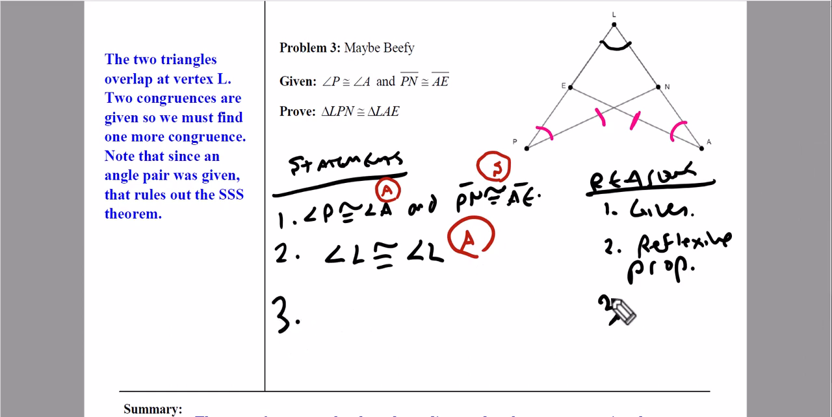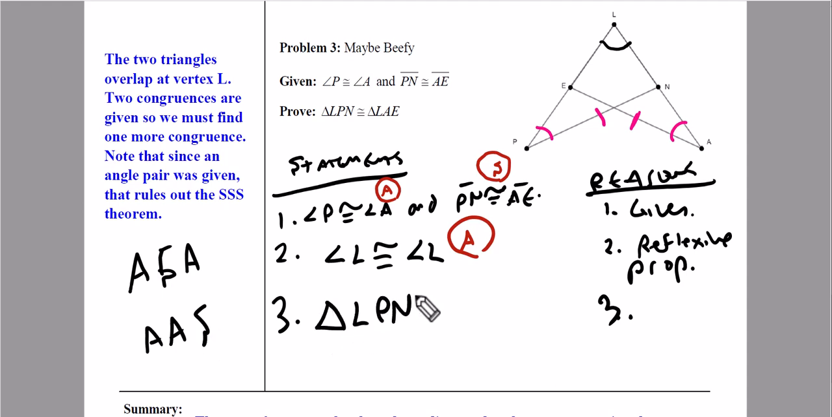Now here is the tricky part. We have angle, we have a side, and we have an angle. Again, this may not be the correct order of things. So I have 2 options. I have either angle, side, angle, or angle, angle, side. The question becomes, I know that this is going to be LPN. It's congruent to triangle LAE. But the question is, what is this going to be? Is it ASA or AAS?